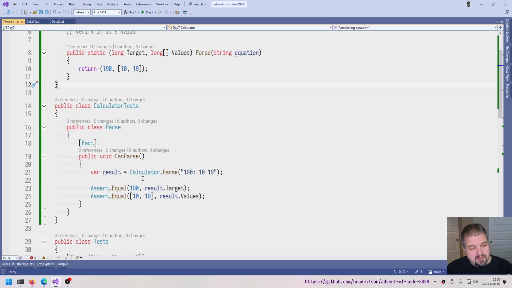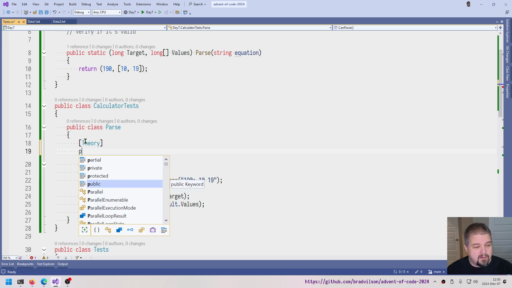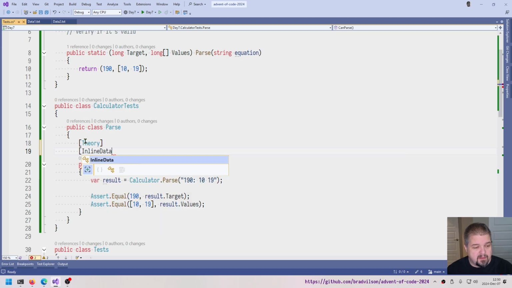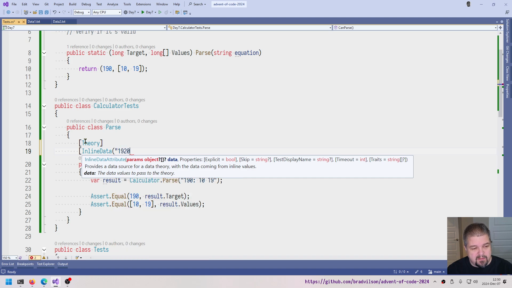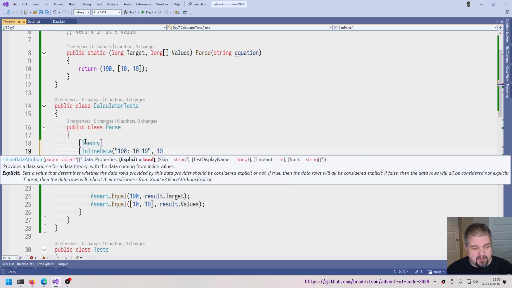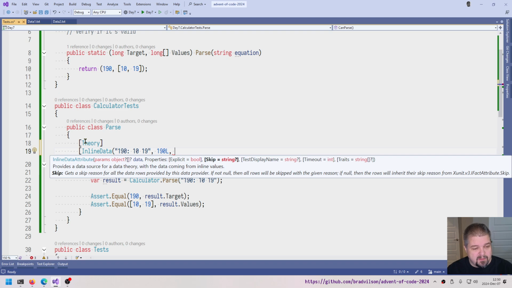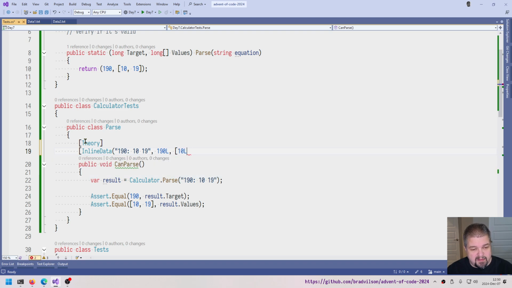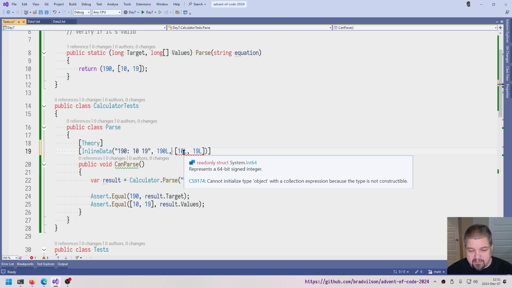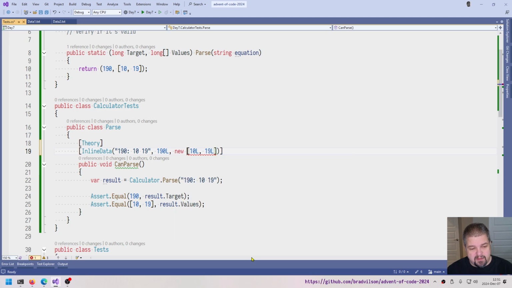So that's fine. Let's turn this into a theory, right? Let's say we have inline data, and the inline data is 190, 10, 19, and we expect a target of 190, and we're going to expect 10 and 19 long as our array, which it's going to say we don't know what the target type for that is, which is fine. We'll just say new long. That'll make it happier. Okay, now we're yelling.